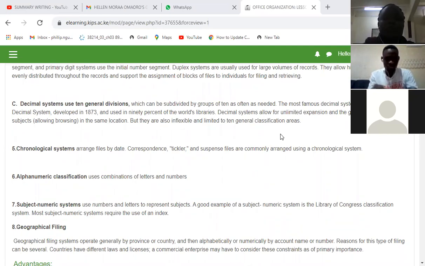For example, if you receive documents from Nairobi, as a county, you can put all the documents which come from Nairobi in one file. All documents which come from Nakuru, that's another county, another file. So you file according to the place or town. That's now geographical filing.